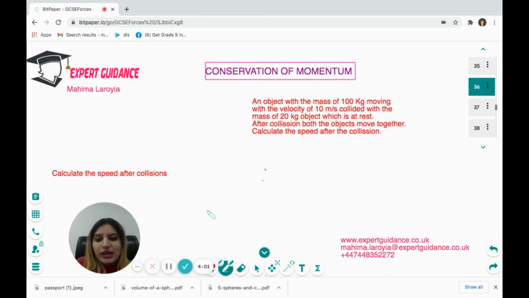So here comes a question: there's an object of mass 100 kg which is moving with a speed of 10 meters per second. It collides with another body of mass 20 kg which is at rest. After the collision, they start to move together, and you need to calculate the speed after the collision. So have a try at this question. Work out the momentum of both the bodies before the collision. That should be equal to the momentum after the collision, and you can use that to work out the speed.